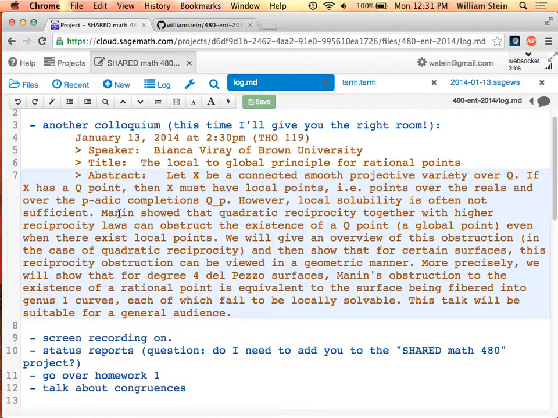So here's the location. It's today, 2:30 in Thompson 119. And this colloquium is by somebody named Bianca Baire. She's at Brown University, and she's going to talk about something called the local to global principle, which is kind of related to what we're going to start talking about today, which is congruences mod n.